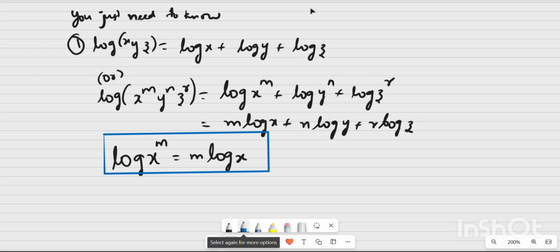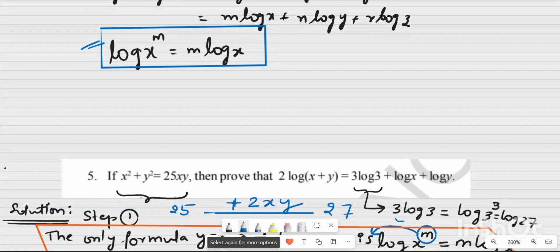That is log xyz. When it is in the product, you can write it as its sum: log x plus log y plus log z. But when you have something as its power, then it will be replaced as its coefficient. So x power m will become m log x, y power n will become n log y, z power r will become r log z. So this is the formula that we have used here. If you know these two, then we can simply solve this.